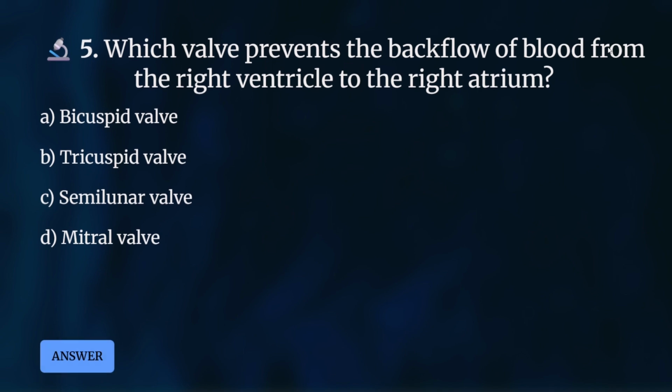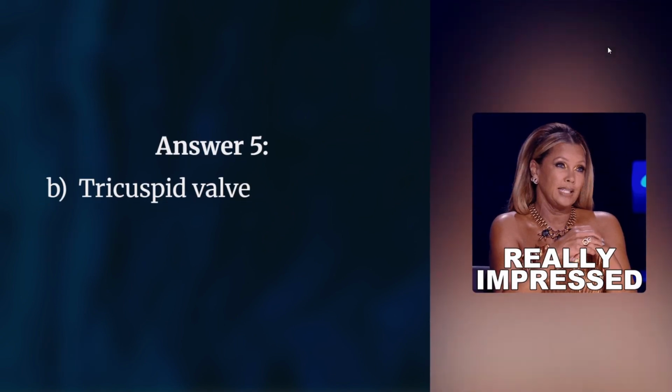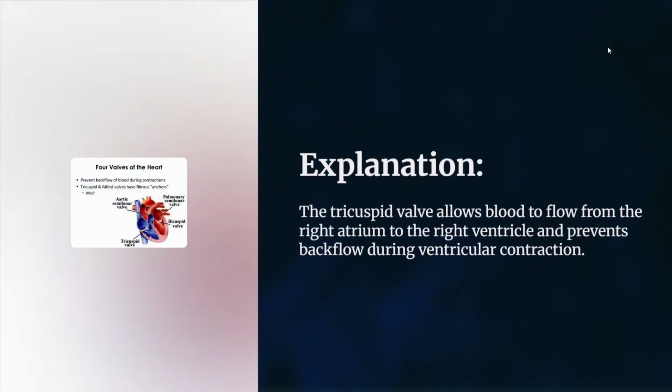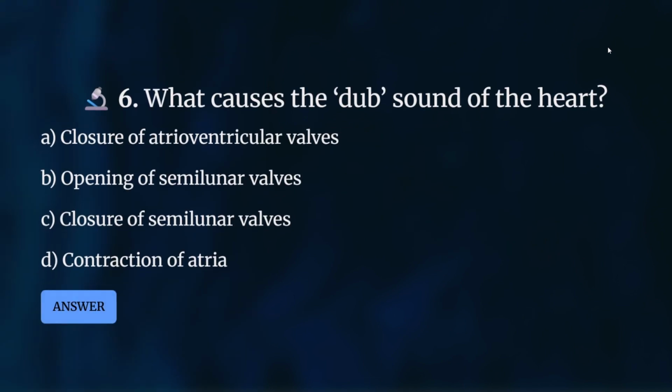Question number 5. Which valve prevents the backflow of blood from the right ventricle to the right atrium? Options are bicuspid valve, tricuspid valve, semilunar valve, or mitral valve? And the correct answer is tricuspid valve. The tricuspid valve allows blood to flow from the right atrium to the right ventricle and prevents its backflow during ventricular contraction.